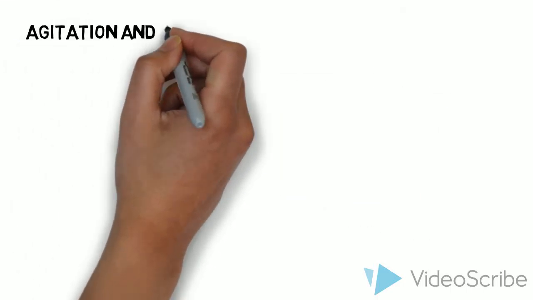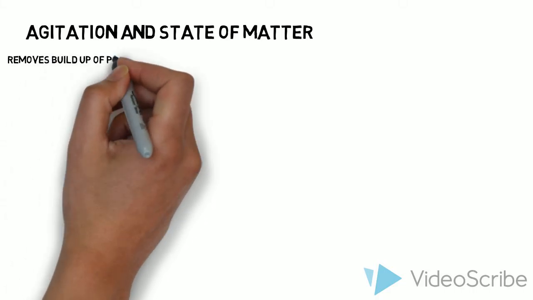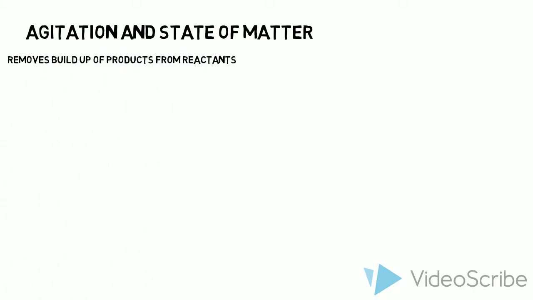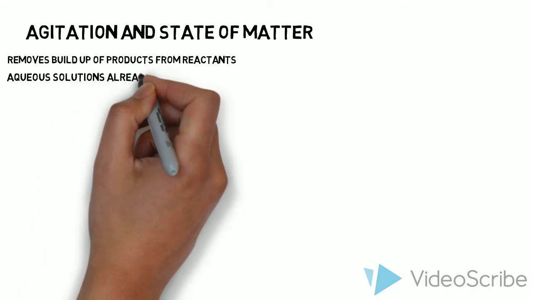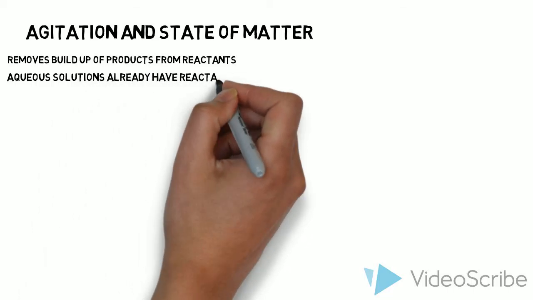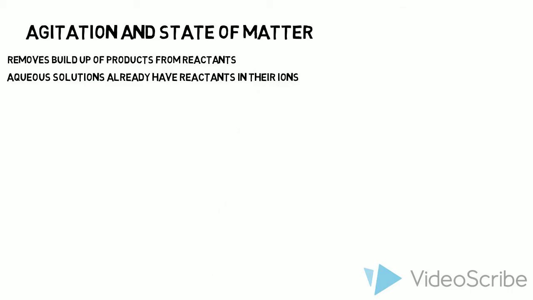Agitation affects the rate of reaction by removing the build-up of products around the reactants, which allows more collisions between the reactants to occur. The state of matter affects the rate as well. Aqueous solutions of the reactants usually react faster than when in solid form. This is because the reactants in aqueous solutions usually have a larger surface area and are already split into their ions. Many bonds do not need to break and reform to produce the reaction, which lowers the activation energy.